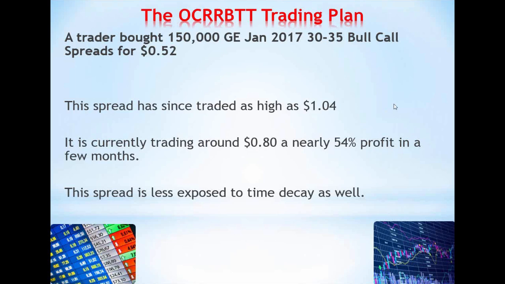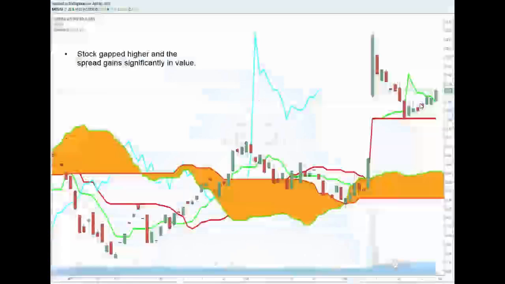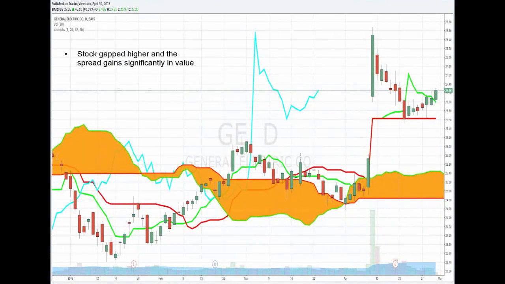This spread is also less exposed to time decay. So it's a fantastic example of an unusual options activity trade hitting the tape that I don't have to be very nimble to trade, that I don't have to worry about time decay as much, and that I don't have to worry about actively managing like I would something in that ALTR trade.